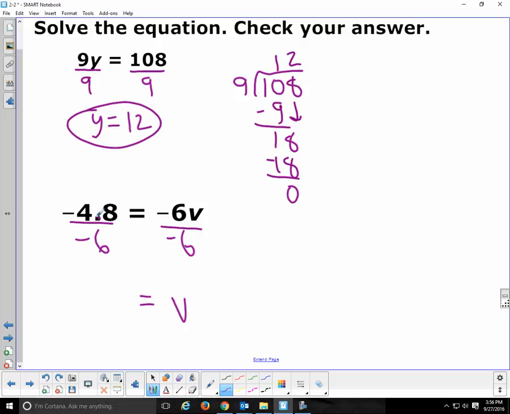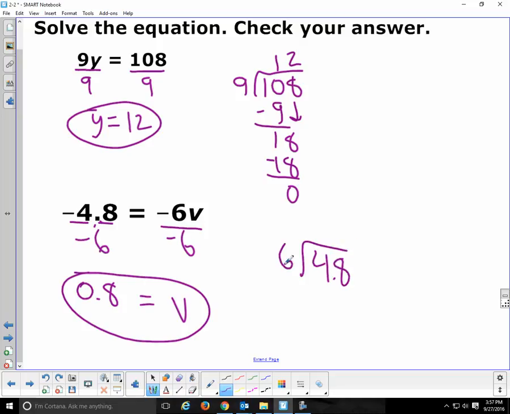Now, if you forget about that decimal for a minute, 48 divided by 6 is 8. I know that's true. So now let's put that decimal back in. 4.8 divided by 6 should be less than 1, 0.8. You could certainly set it up this way as well. 4.8 divided by 6. We get the same result. But 0.8 is the correct answer. It'd be positive. Positive 0.8.